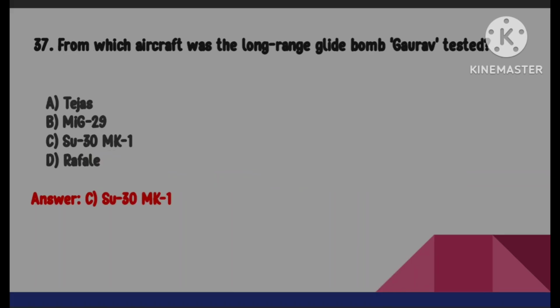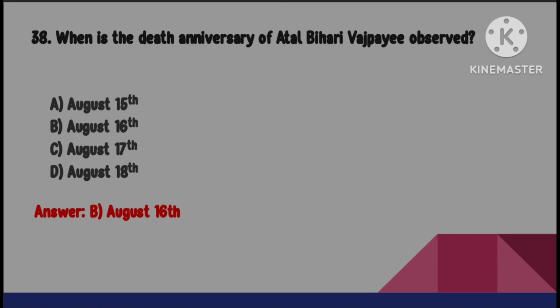And the next question is, from which aircraft was the long-range glide bomb Gaurav tested? Option A. Tejas. Option B. MiG-29. Option C. Su-30 Mk1. Option D. Rafale. The right answer is option C. Su-30 Mk1. When is the death anniversary of Atal Bihari Vajpayee observed?